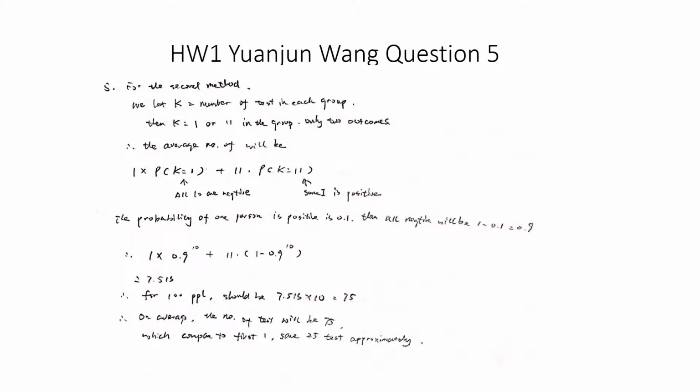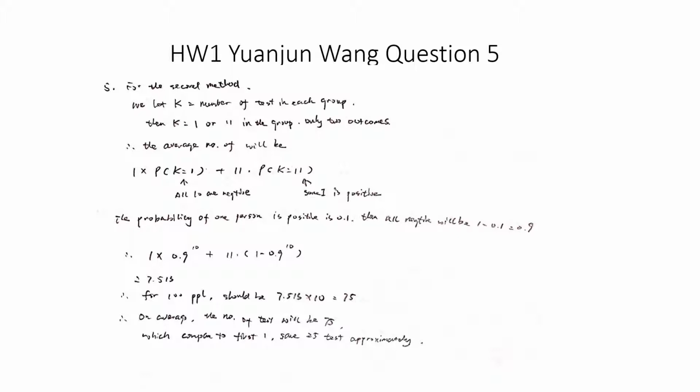Homework 1, question 5. Question 5 says that suppose 100 people are waiting for a blood test for a kind of disease. The probability that one person's test result is positive equals 0.1. There are two methods to test it. The first method will be just to test one by one.